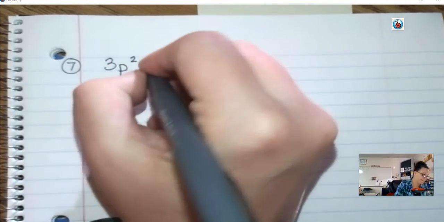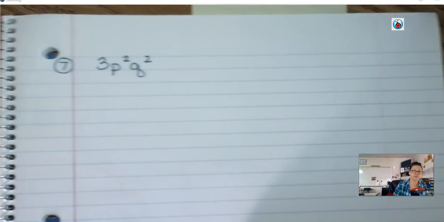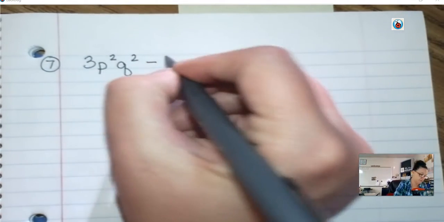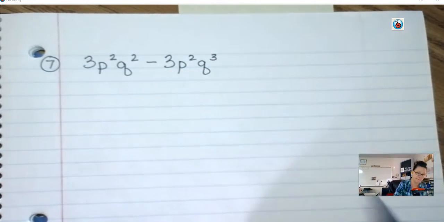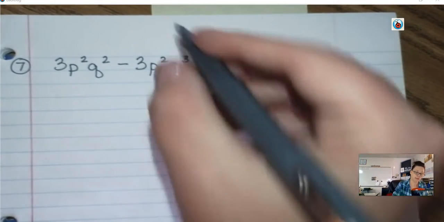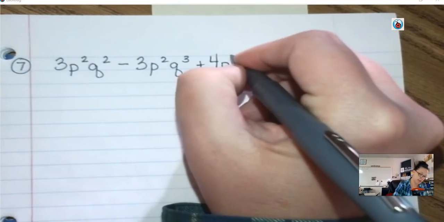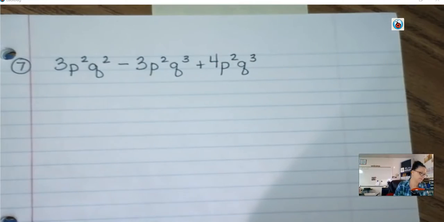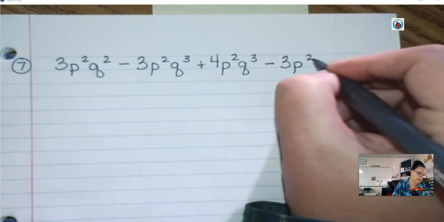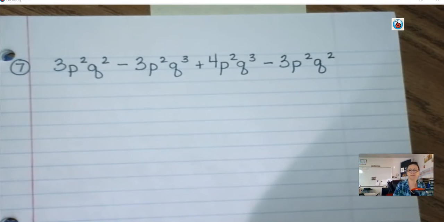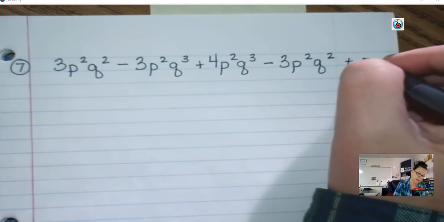Okay, number 7, we're combining like terms, and this one also has a bunch of p's and q's. 3p squared q squared, minus 3p squared q cubed, plus 4p squared q cubed, minus 3p squared q squared, plus pq.